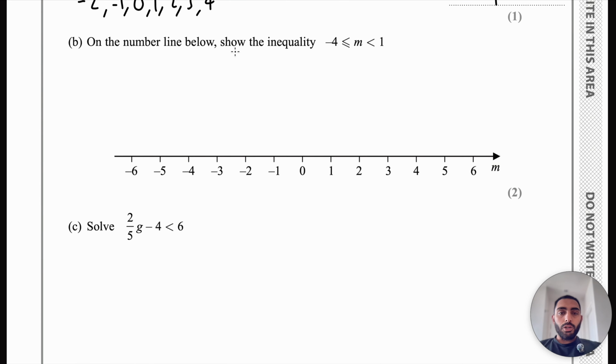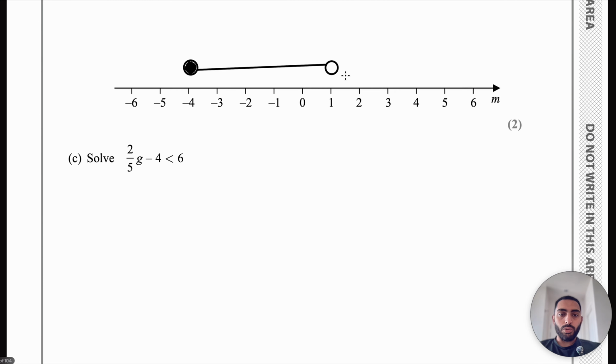B, on the number line below, show the inequality m is greater than or equal to -4 and less than 1. So I'm going to draw a circle at -4 and I'm going to shade that in. Because it's a greater than or equal to, and there's more pen on the inequality sign, I put more pen on my circle. And it's less than 1, so I'm going to draw a circle at 1 also, and then I just need to connect those up. I don't need to fill this one in because it's not a less than or equal to.